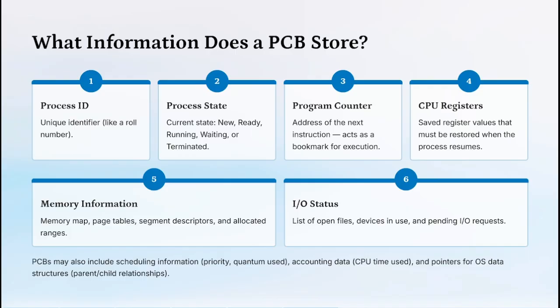Next one is CPU registers, small storage holding temporary values the CPU was using so it can continue exactly where it left off. Next one is memory information, which part of memory this process is using. Then sixth one is IO status, which means input output status, details of any files or devices the process is using. All of this together allows the OS to pause a process, let another one run, and later bring the first one back exactly where it stopped without losing any progress.